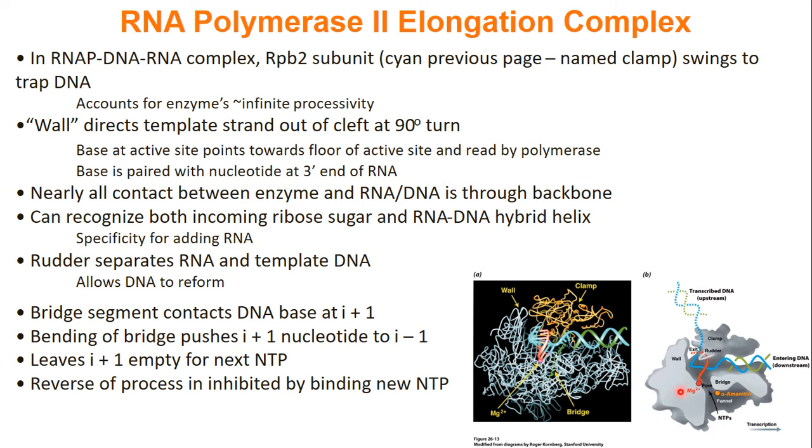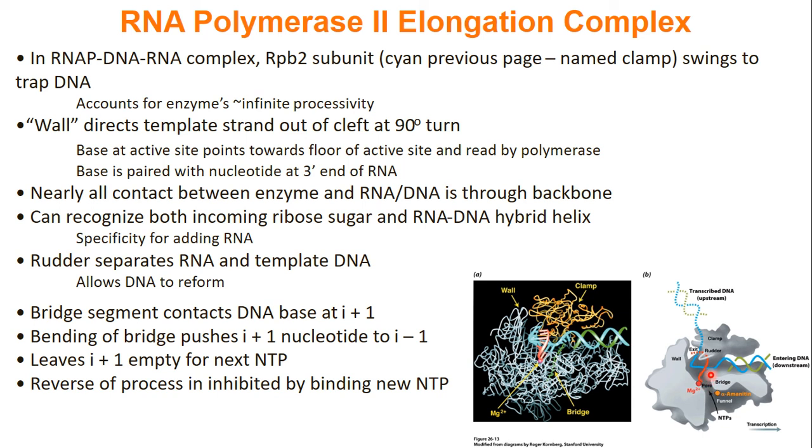All right, so let's look at our polymerase now and look at some of the different parts. So we have a part of the protein called the wall. And what the wall is doing is that it's directing our DNA to leave at roughly a 90-degree angle. So our DNA is coming in and then it's being directed to leave. Near this wall, we also have a base that will be pointed at the active site towards our floor. And this will be read by the polymerase.